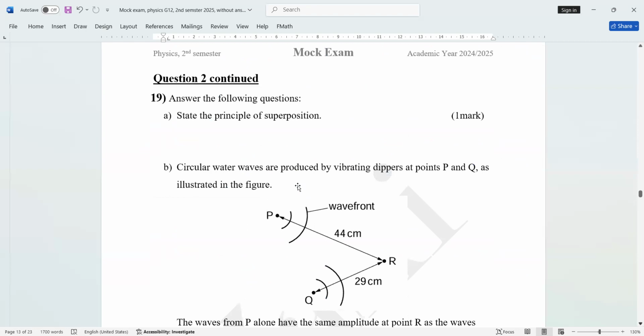Okay, if it is a definition or something, we can say it orally. State the principle of superposition when two or more waves meet at a point. The resultant displacement is the sum of displacements of the individual waves. I repeat again. Principle of superposition: when two or more waves meet at a point, the resultant displacement is the sum of displacements of the individual waves. Now, let us solve the next question.